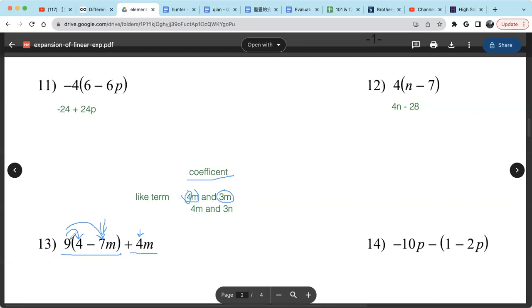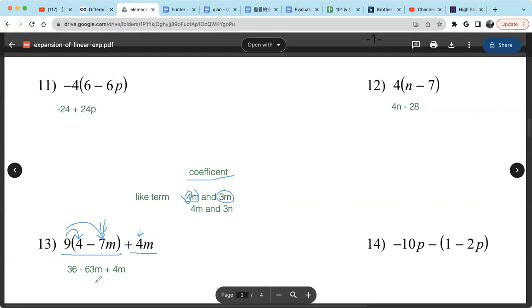So we distribute 9 to 4 and to negative 7 first. 9 times 4 is 36, minus 9 times 7 is 63m. I cannot forget about the variable m. Then what do I do with 4m? I still add 4m. I don't do anything to it yet. I just carry on writing it.